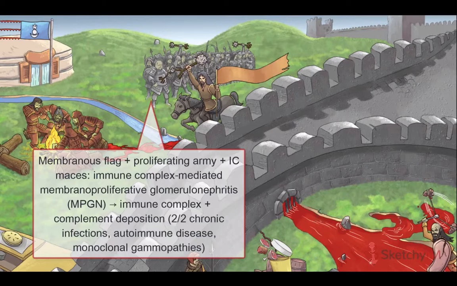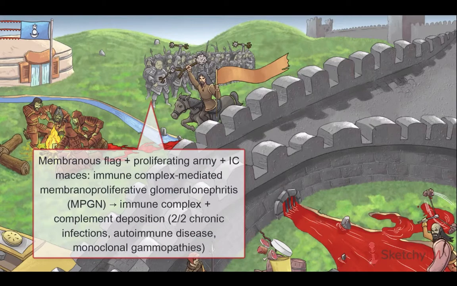Next up, membranoproliferative glomerulonephritis, abbreviated MPGN. This Mongol here is holding a flag along the wall to represent the membrano part of membranoproliferative, a thickened glomerular basement membrane, that is, and for the proliferative part, we've drawn in his army proliferating behind him. One class of disease that causes this pattern of injury is immune complex-mediated MPGN.